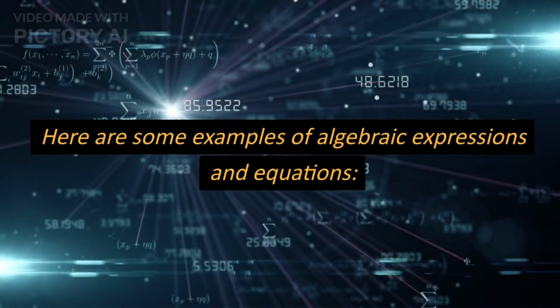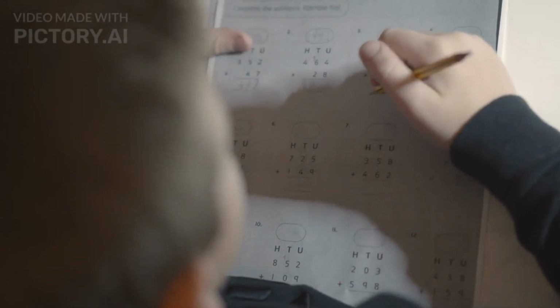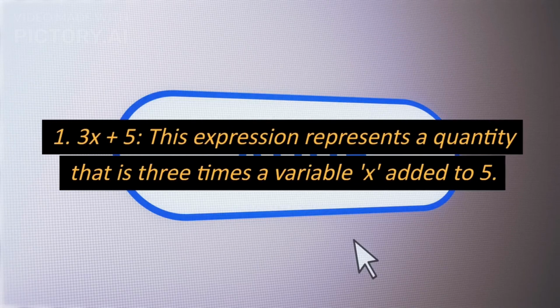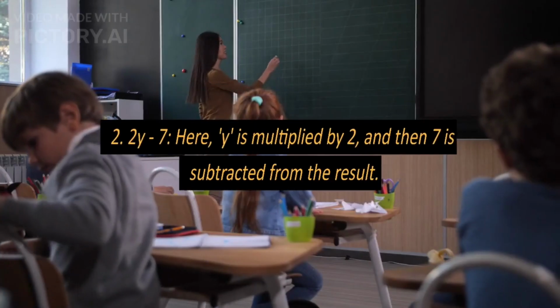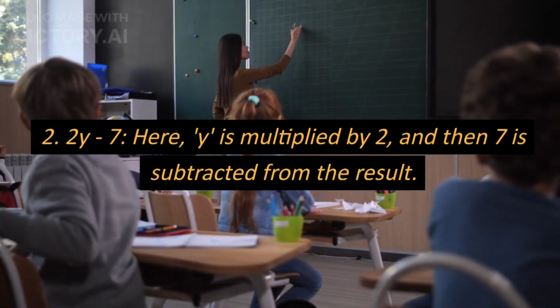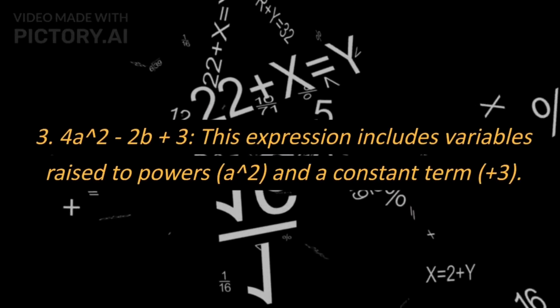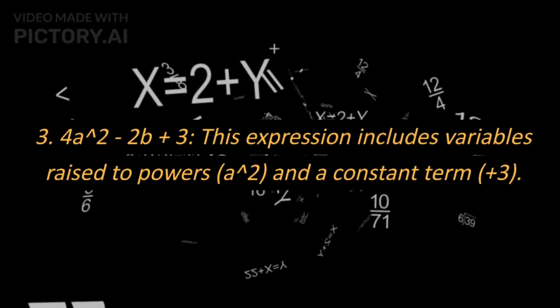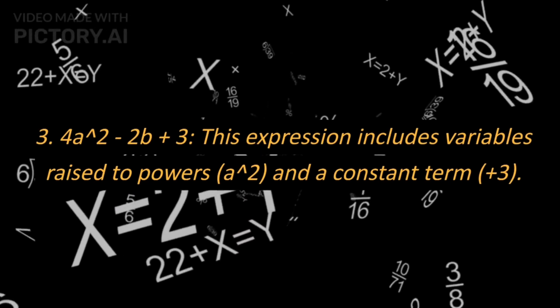Here are some examples of algebraic expressions and equations. Algebraic expressions. 1. 3x + 5. This expression represents a quantity that is 3 times a variable, x, added to 5. 2. 2y - 7. Here, y is multiplied by 2, and then 7 is subtracted from the result. 3. 4a² - 2b + 3. This expression includes variables raised to powers, a squared, and a constant term, plus 3.